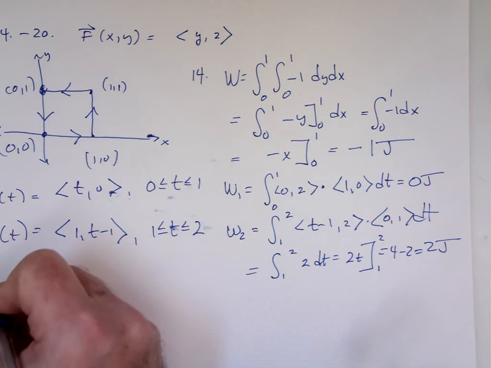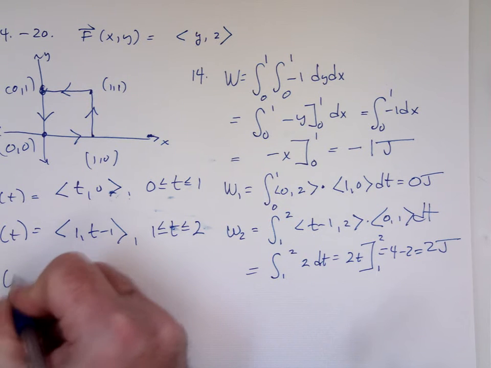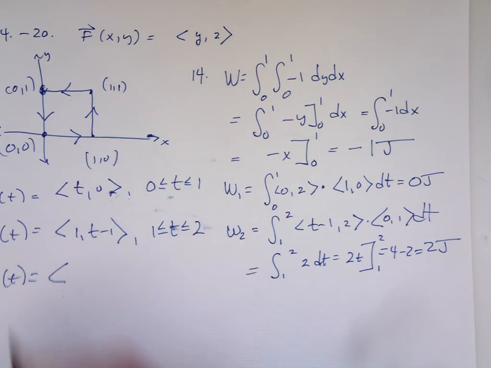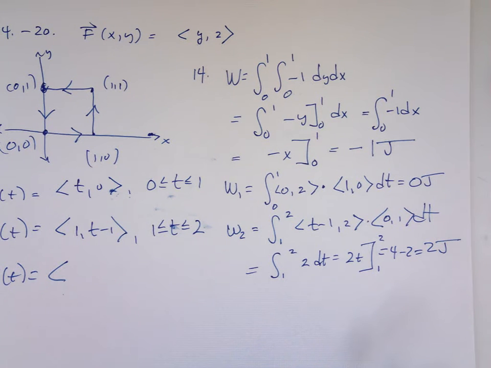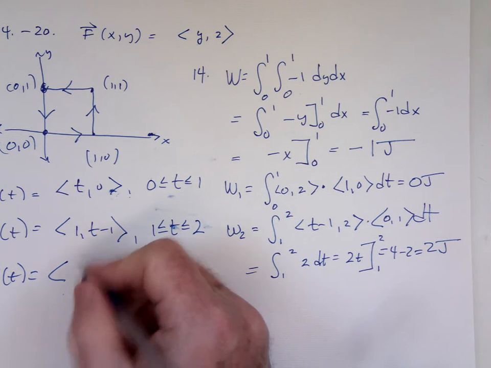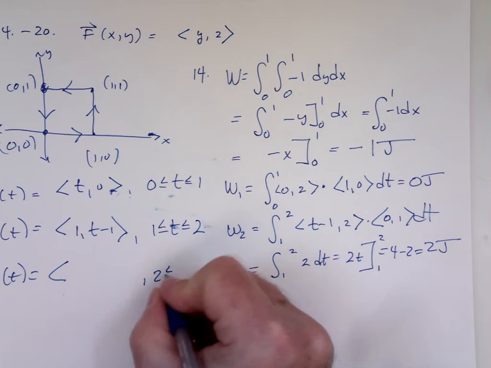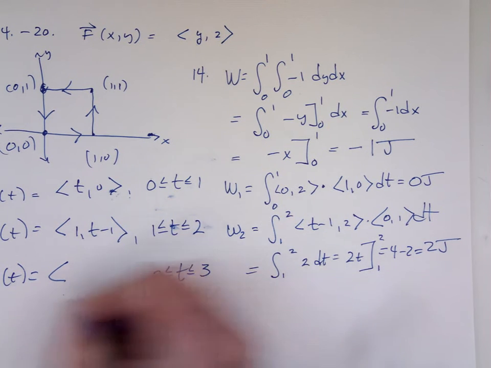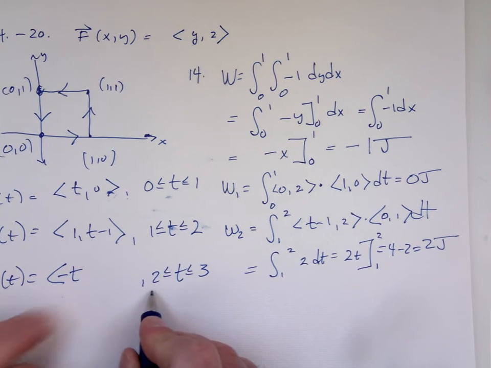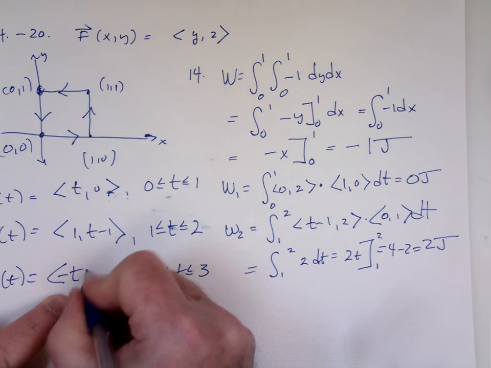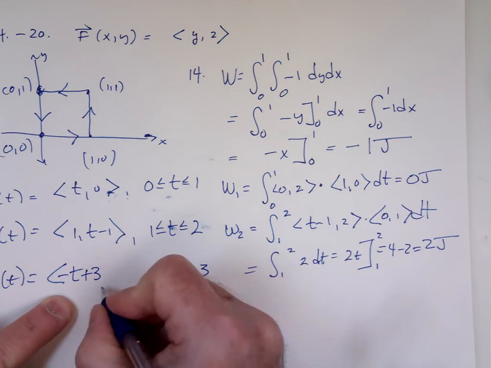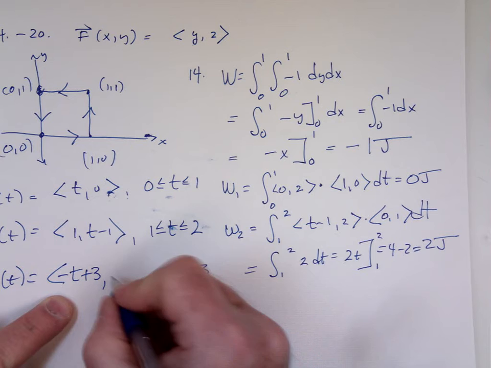Let's go across the top. Now it's decreasing by 1 on the x, so I'm going to have a negative 1t, but I have to make an adjustment. My t is going to go from 2 to 3. I've got a negative t. At 2, it's negative 2, but I have to start at 1, so it's negative t plus 3. The y is 1.